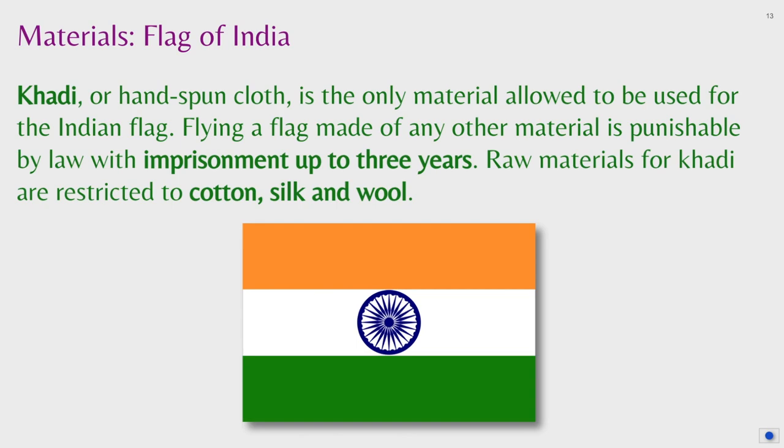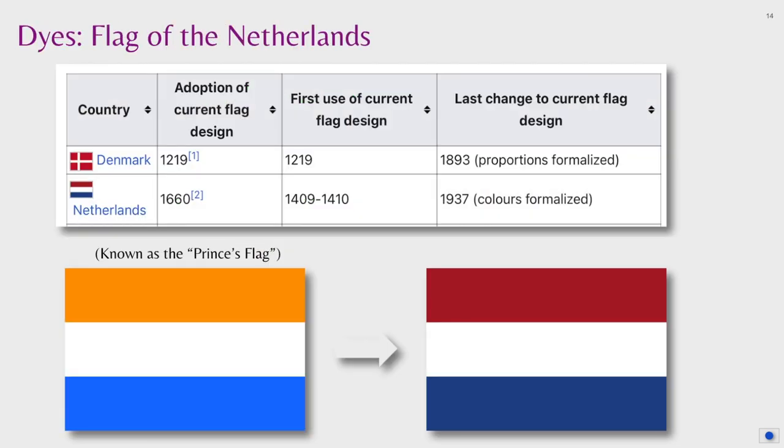Khadi, or hand-spun cloth, is the only material allowed to be used for the Indian flag. Flying a flag made of any other material is punishable by law with imprisonment up to 3 years. Raw materials for khadi are restricted to cotton, silk, and wool.